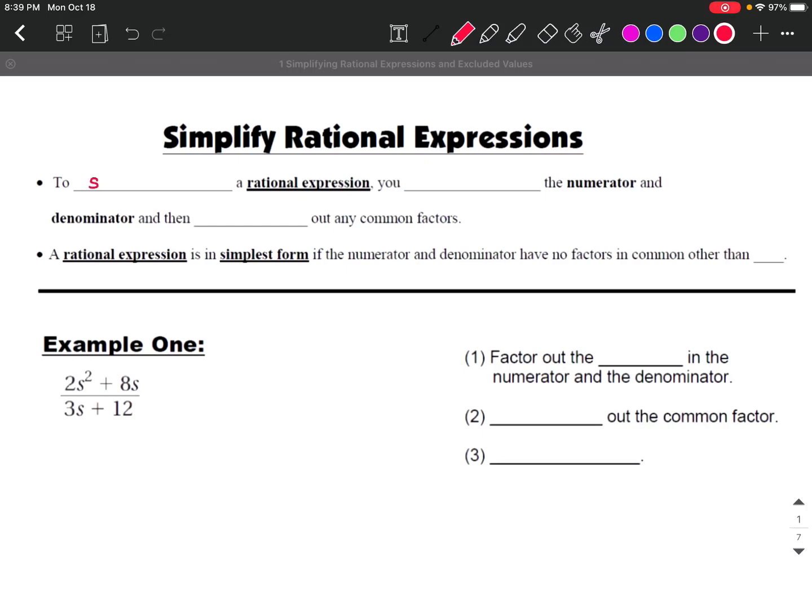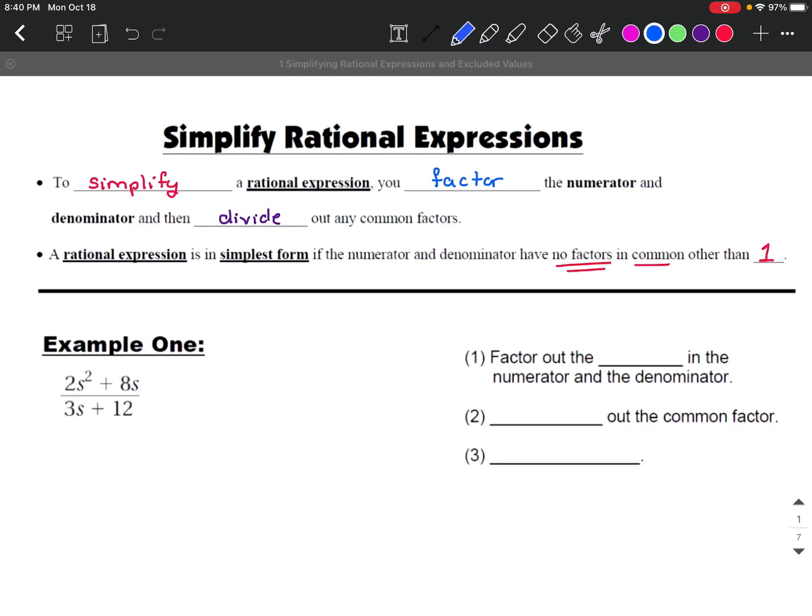Today the first thing we're going to talk about is simplifying rational expressions. In order to simplify a rational expression, which is really just a fraction, you factor the numerator and the denominator, and then you divide out any common factors. A rational expression, or a fraction, is in simplest form if the numerator and the denominator have no factors in common other than the number 1. All right, so let's try one.